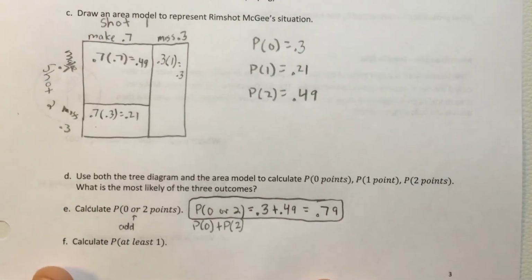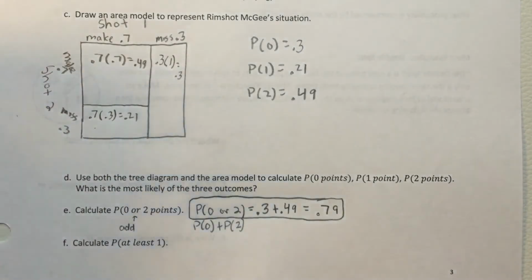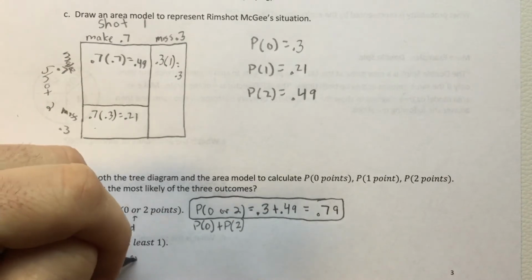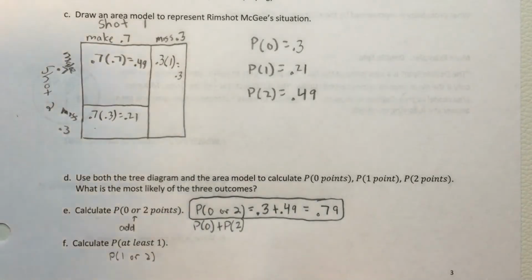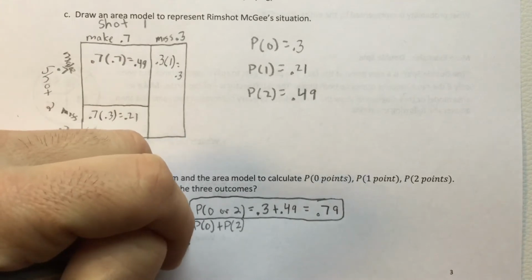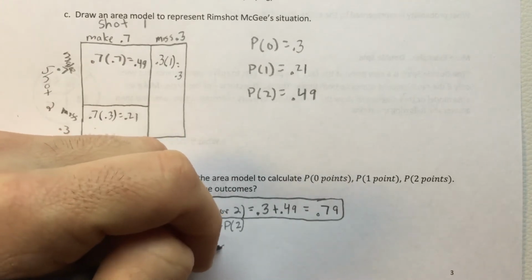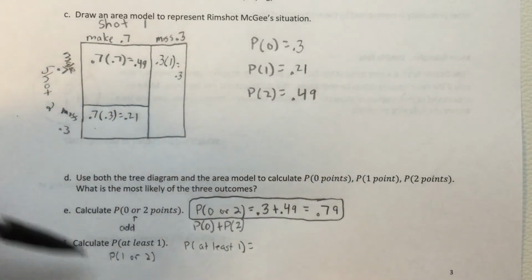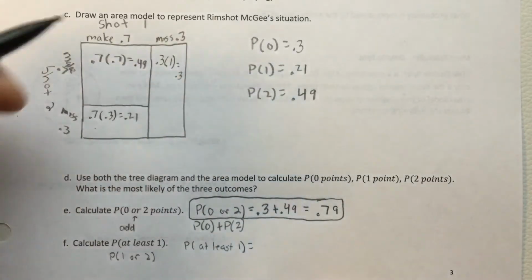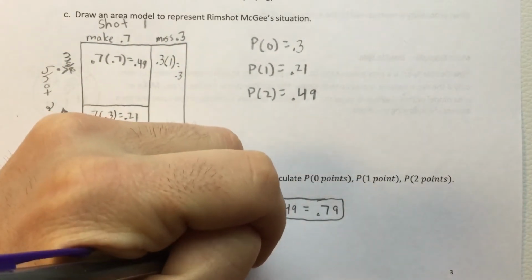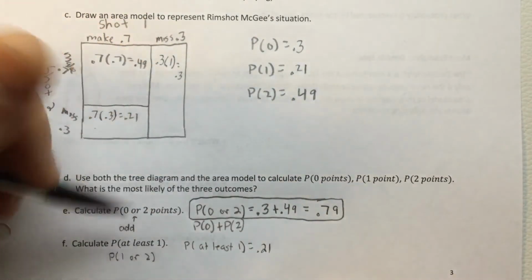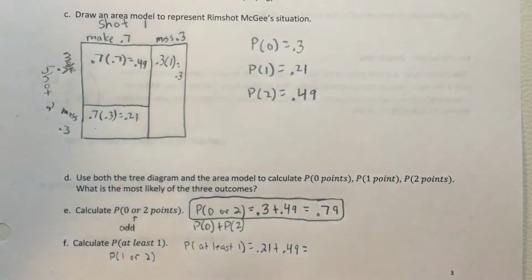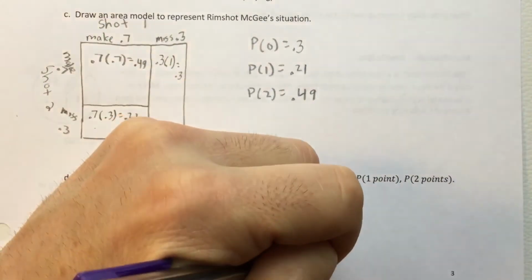The probability of getting at least 1 point, so think about at least 1 as meaning 1 or more. So this is really finding the probability of 1 or 2. So the probability of at least 1 would be me doing the probability of 1, which is 0.21, plus, because it's or, the probability of 2, 0.49. And so that would be 0.7.